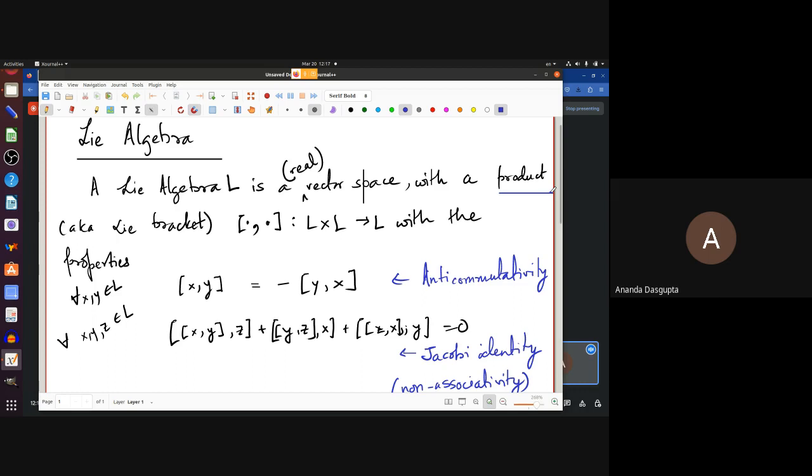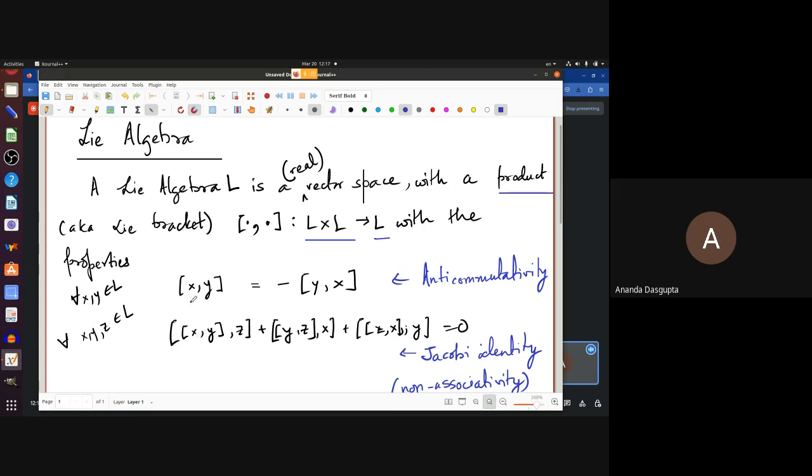But this product for the Lie algebra has to have a special property. This product is also called a Lie bracket in the context of a Lie algebra. It's a map which takes L cross L to L, of course, takes two elements of the vector space to another element with these two basic properties.